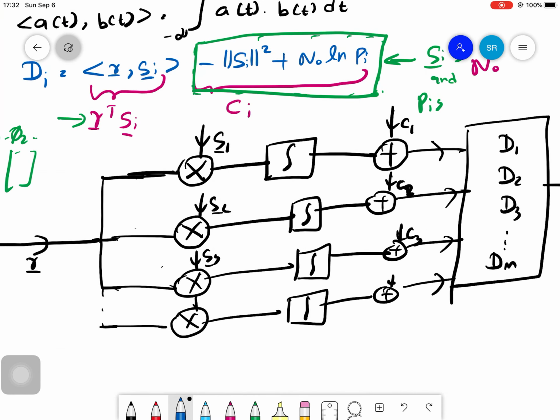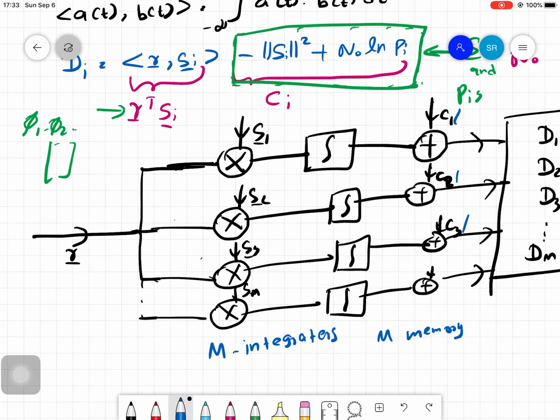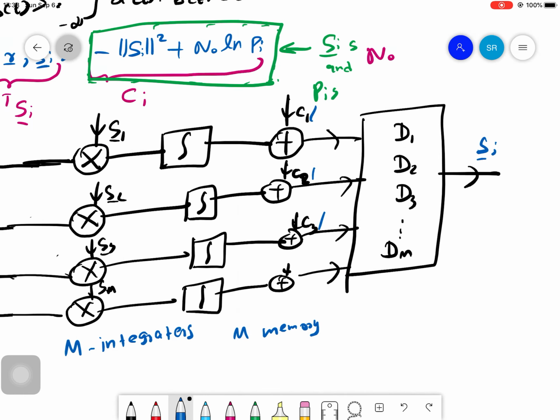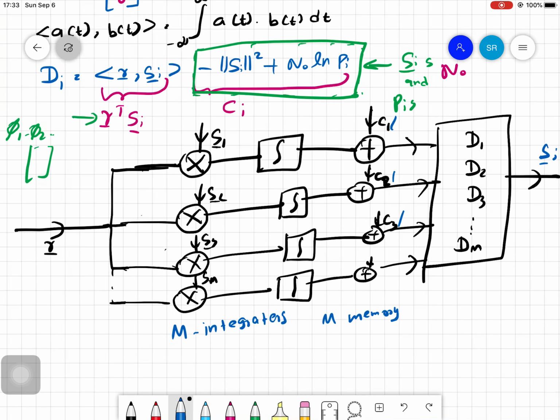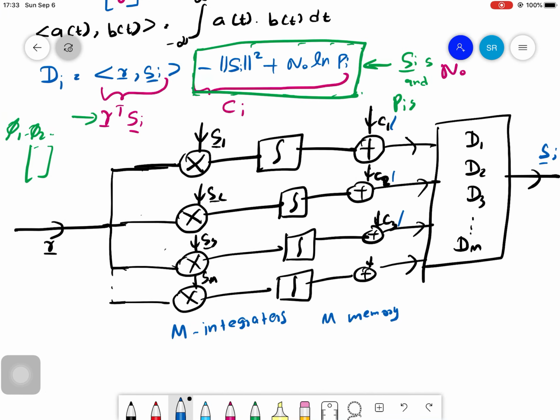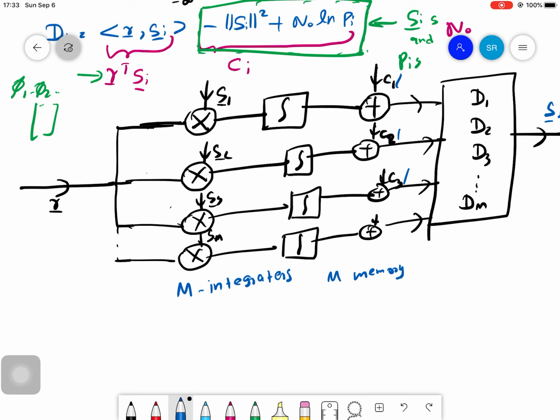Looking at its implementation, clearly this is M. There are M integrators and M memory, because we have to memorize these Ci terms. These are calculated. They don't recover any knowledge of our received signal, and we can store them. So we can derive what is our decoded signal by using this formation. So actually this is very much costly.